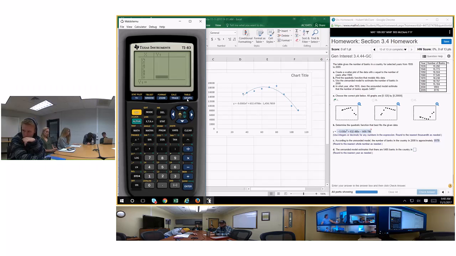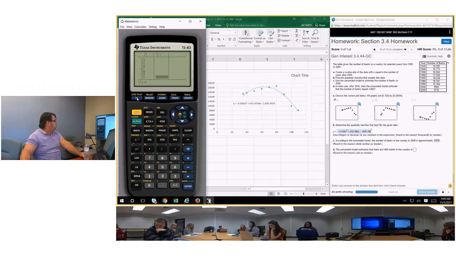What we can do is this. Go to y equals and type in y equals 5485. Hit graph, and then you'll see where it actually crosses. Well, you'll have to do zoom, fit, maybe.